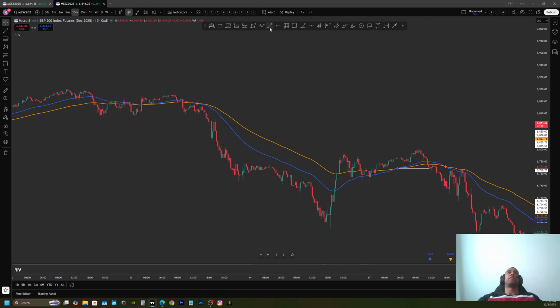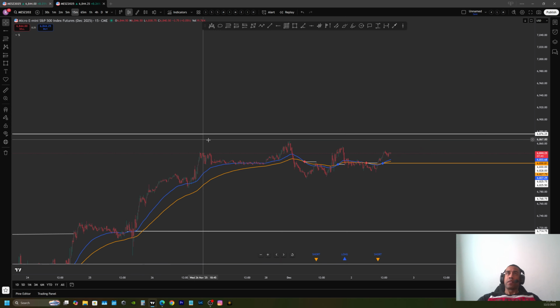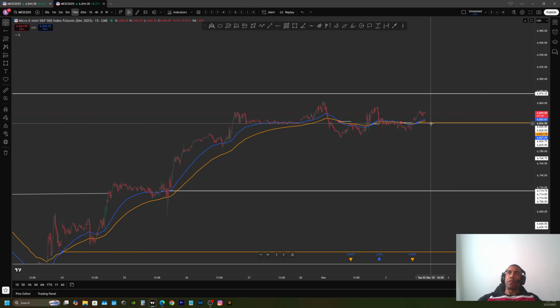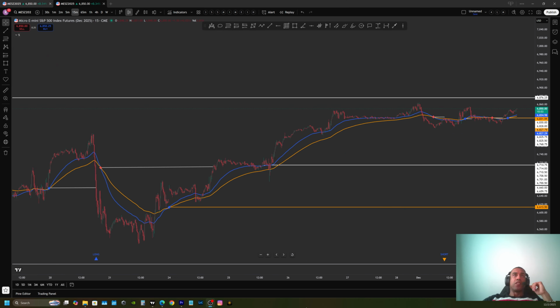Okay. So let's see this one. Where this one take us. What the hell did I do? Okay. Let's see. So that's the level that I'll probably be looking to go short around that level over there. Looking to go long over here, looking to go long over here, go short over here. Yeah. So that's it pretty much.